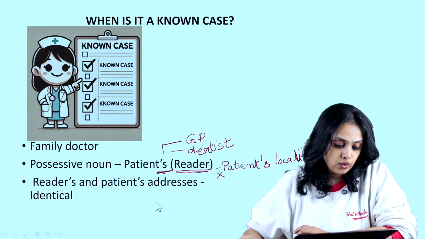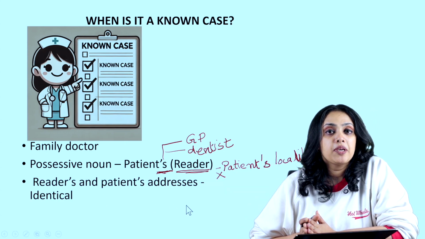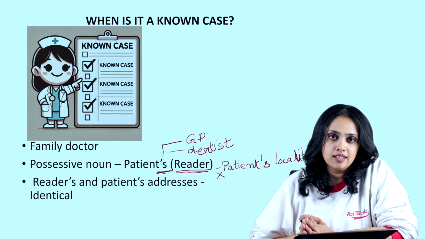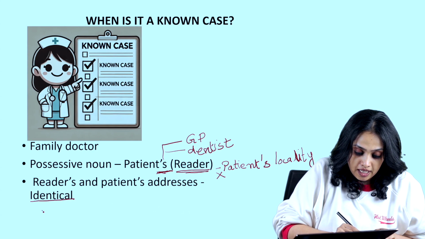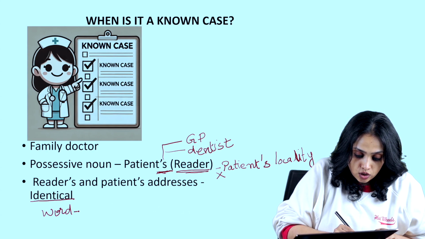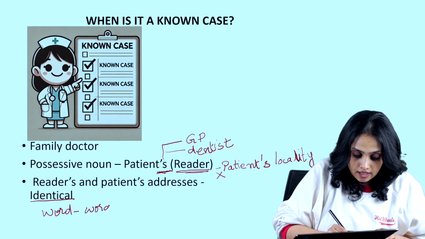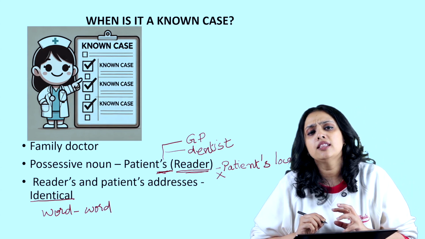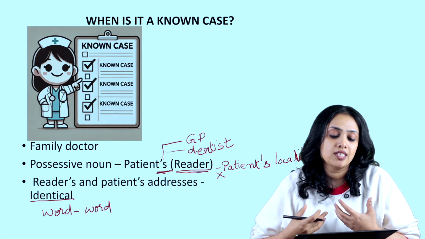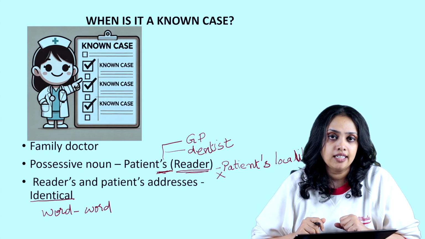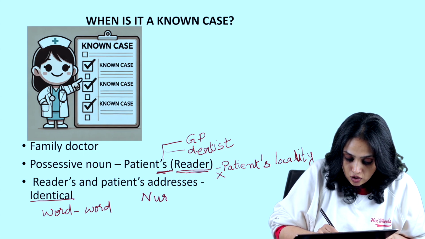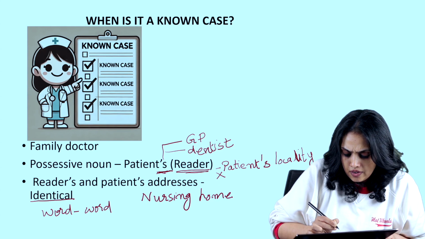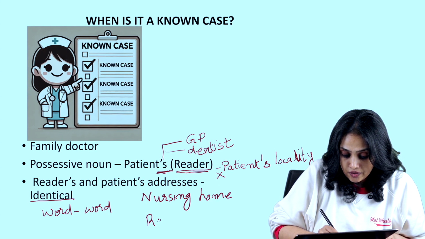Now, a third scenario is where the reader's and the patient's addresses are identical. When I say identical, it has to be exactly the same, meaning word to word they should match. Now, how can this happen? How can a patient's address and reader's address be exactly the same? In situations where the patient is a resident of a nursing home, or if the patient is a resident of a rehab center.